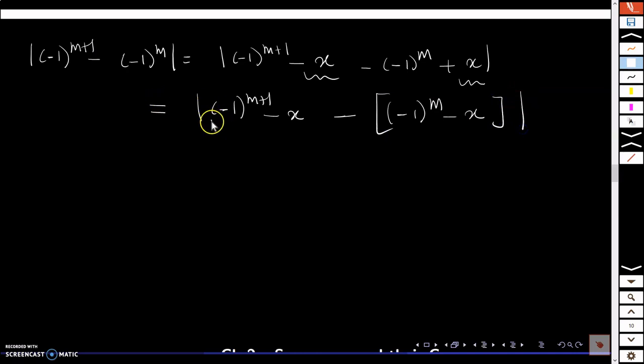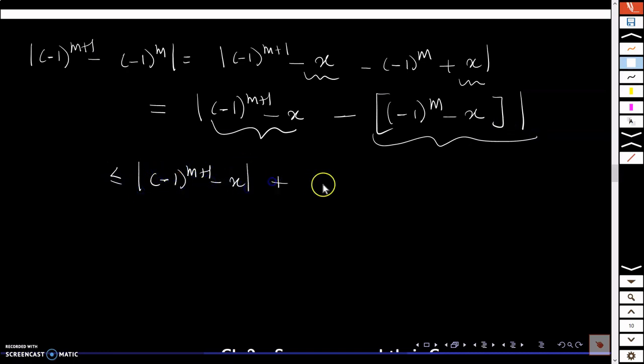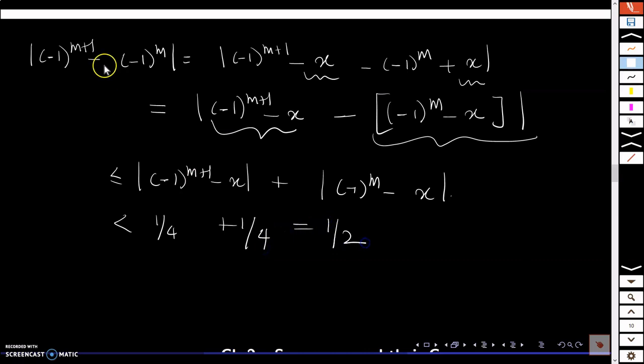It's this. Now apply triangle inequality to this. |x minus y| is less than or equal to |x| plus |y|. But this is less than 1 by 4, and this is also less than 1 by 4 from the previous slide. So this is equal to half. So this quantity is less than half, but it is equal to 2, right? That means 2 is less than half. That's a contradiction.